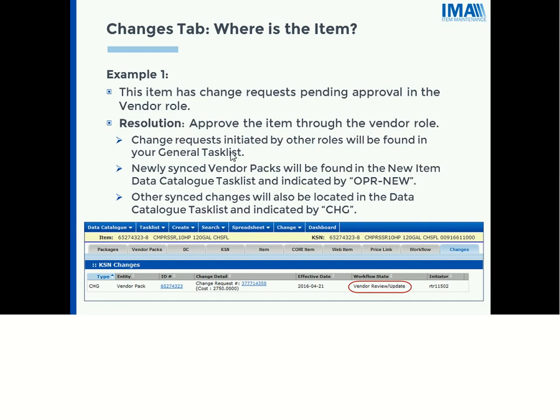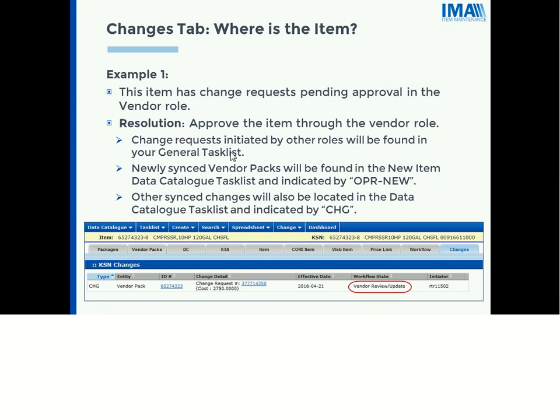Also, if you have newly synced vendor packs, those are going to be found in your new item data catalog task list, and that's going to be indicated by OPR new. So when we looked at our task list yesterday, the item we were looking at just said new because it was a new item that had been synced over. Now, if you have to create a new vendor pack for an existing item, it's going to go to your new item data catalog task list. But under type, it'll say OPR new, operational new, and that just means it's a new vendor pack.